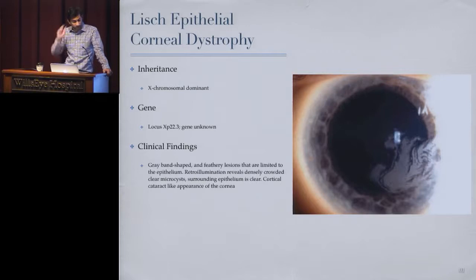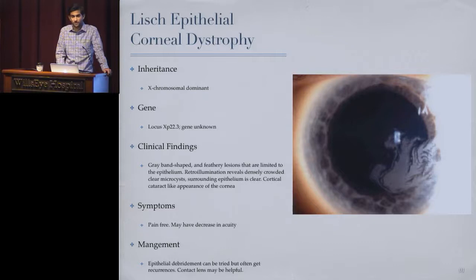So you get this feathery lesion. It's gray. It's limited to the epithelium. I've never retroilluminated it, but I guess you could see these little dense microcysts that make up this lesion. It almost looks like a cortical cataract of the cornea. Usually you don't have pain from these things. Sometimes you could have decreased vision. Epithelial debridement is a way to get rid of it just because it's localized to the epi, but they often come back.